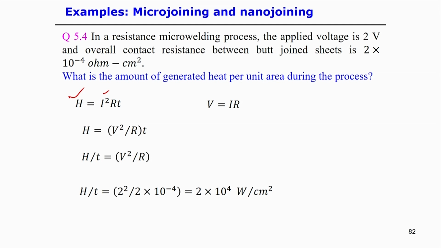Now, voltage equals I into R. So, from here we can express H in terms of volt, because current is not given here, only the voltage is given. H by T can be represented as V square by R. Now, V is given as 2 volt and R is also given. So, from here we can find out H by T equal to 2 into 10 to the power 4 watt per centimeter square. So, that is the amount of heat generated per unit area.